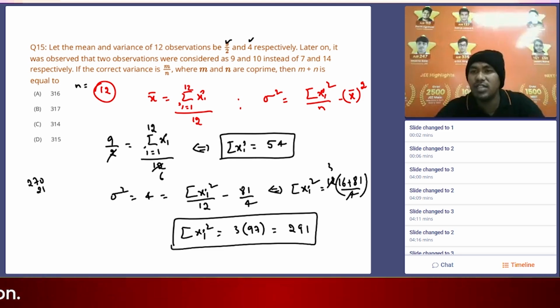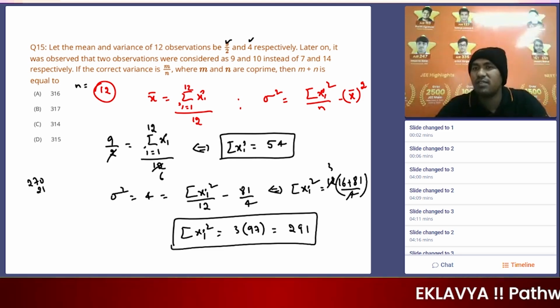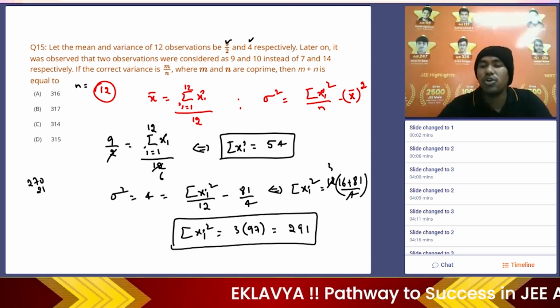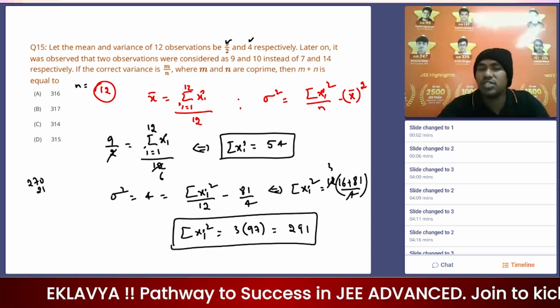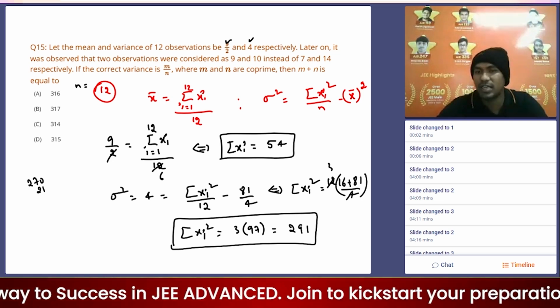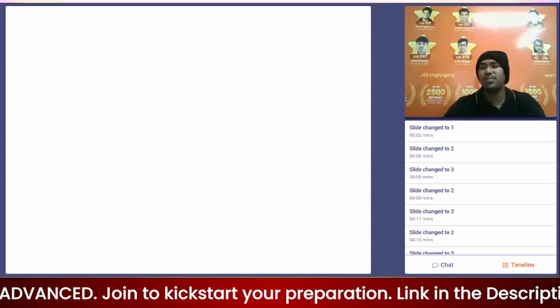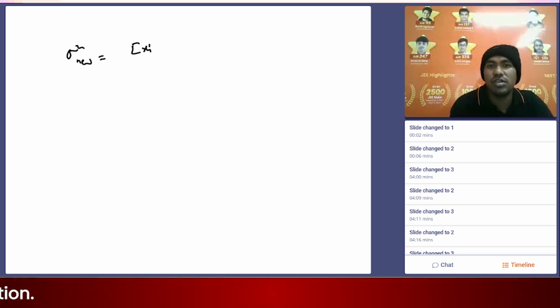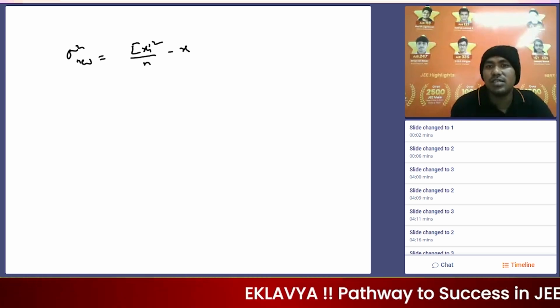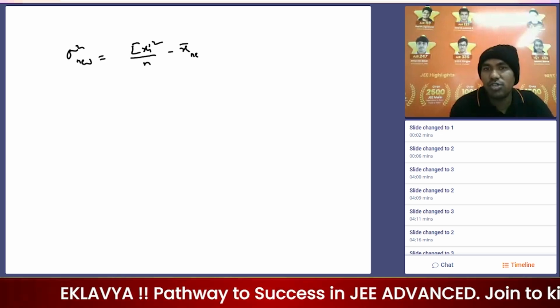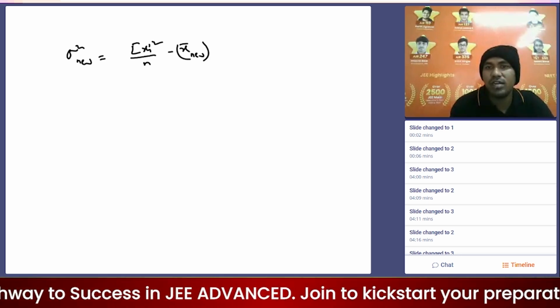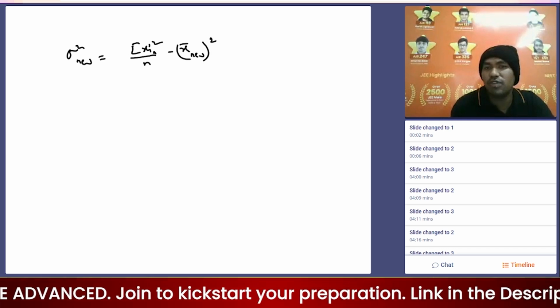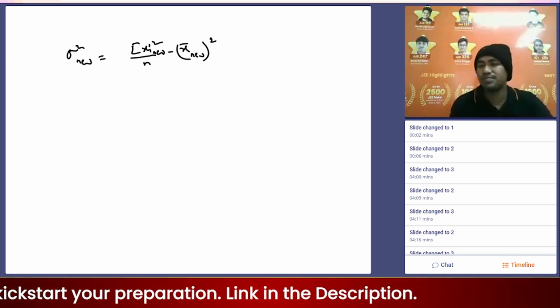That means we need to find the new mean with 7 and 14 instead of 9 and 10, and a new variance we need to find. So they are asking only for the variance. The variance is equal to m by n, they mentioned. To find the new variance, the new sigma square is equal to summation xi square upon n minus the mean value, and the mean value should be the new one only, right? It's a whole square, and this value also we need to get as the new value.